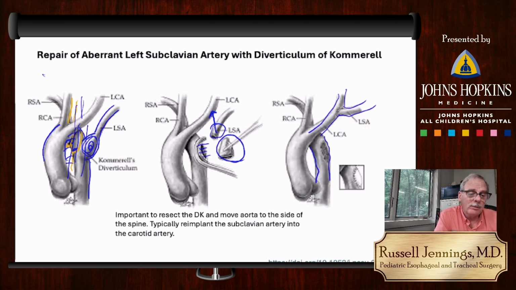So now I have normal blood flow. We don't have a diverticulum of Kommerell. We've monitored the nerves very carefully so that we don't have any nerve damage, particularly to the vocal cord nerves. And we've moved the esophagus out of all that scar tissue, so it's not going to be continually compressed by that scar tissue after surgery.